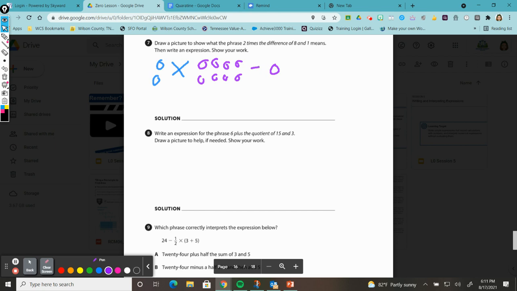I've even had students in class go ahead and put a parentheses around that difference because that is grouped together. Just like the sum of, if we want to subtract the sum of something, we have to know the sum. Well, if we want to multiply the difference, we have to know the difference first. So after you draw a picture, then you write the expression. So your expression is just going to mirror that picture. 2 times 8 minus 1.